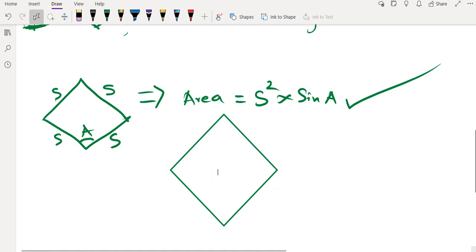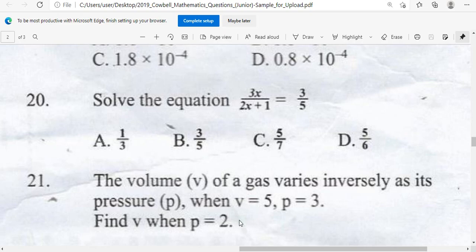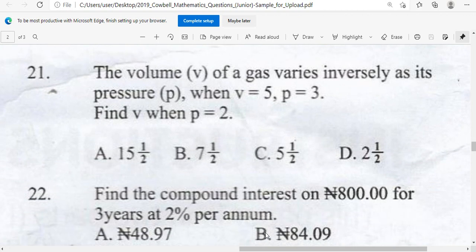Okay, so let's go back to the question and finish up. Read the question. Have you solved it? Yes, sir. Solve. I give you 1 minute.